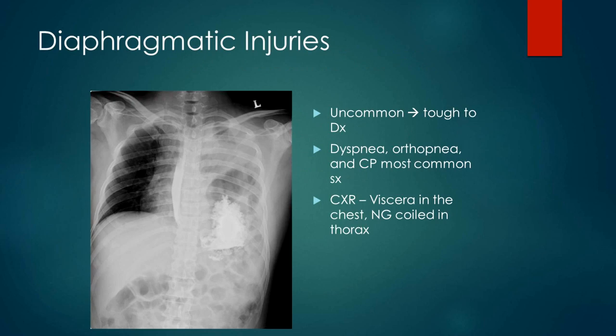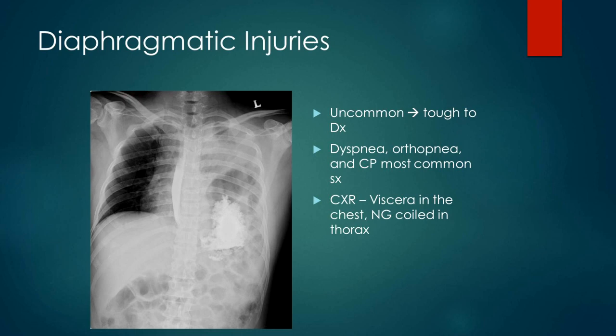Diaphragmatic injuries. Uncommon and tough to diagnose. Typically, if they're bad enough, they'll have dyspnea, orthopnea, and chest pain. On chest x-ray, you can actually see viscera in the chest if the diaphragmatic rupture is big enough, and you can see the NG coiled in the thorax sometimes.